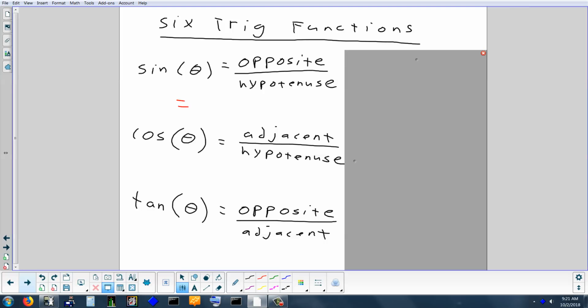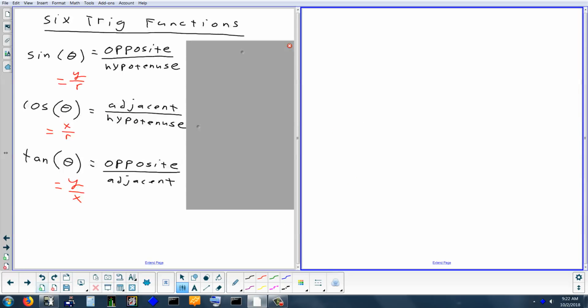But last week, sine was y over r. Now, if r was 1, it was just y. Cosine was x over r. And again, if r was 1, cosine just came out to x. And tangent. Does anyone remember what the formula was for tangent last week? It was y over x. Okay, what I'm claiming is that what we did last week and what we're doing this week is the exact same thing. And I'm going to show you why.